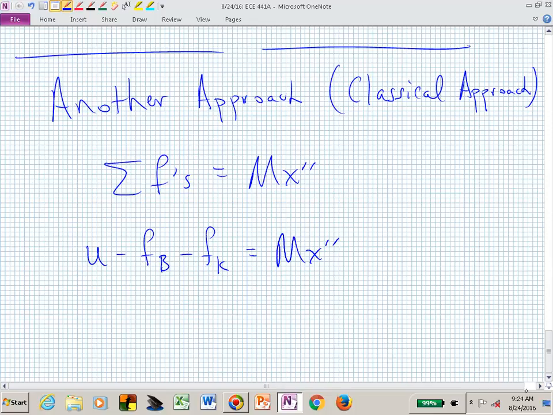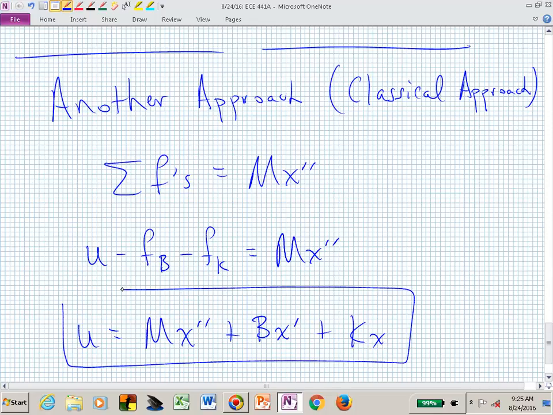But that's exactly what we had before. We now have U is equal to m x double prime plus F sub B, which was b x prime, plus F sub K, which was kx. And we have the same set of dynamic equations using, let's say, the classical approach, sum of the forces equals mx, or mass times acceleration.